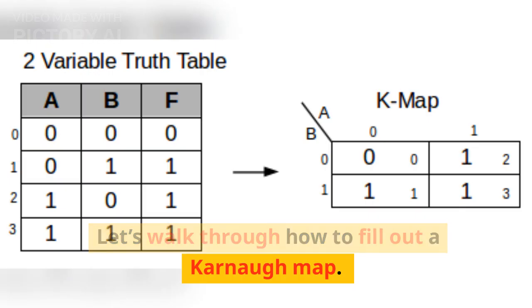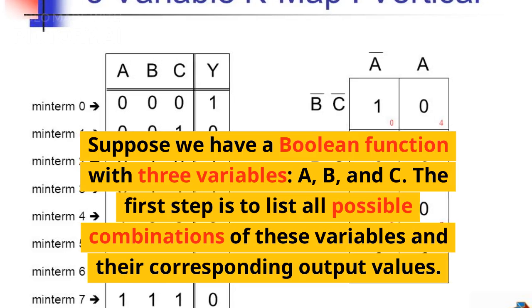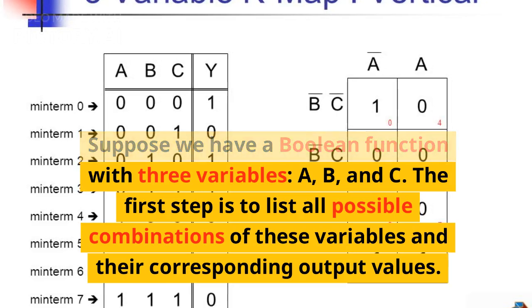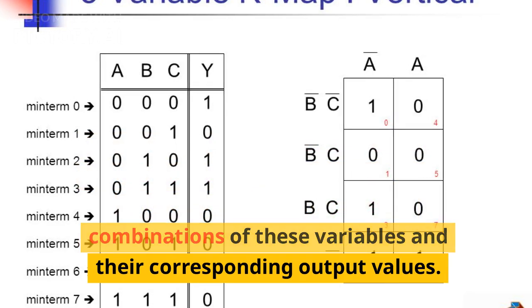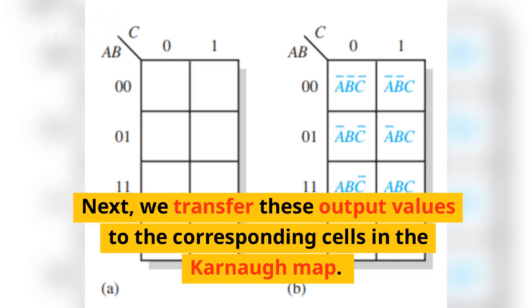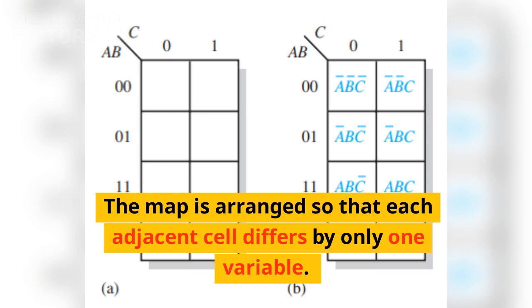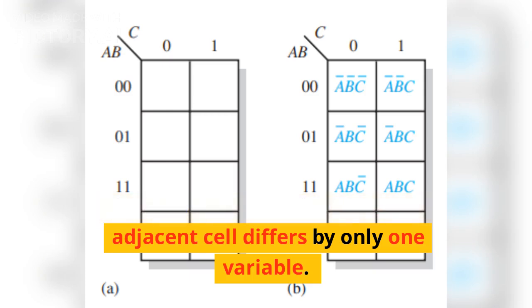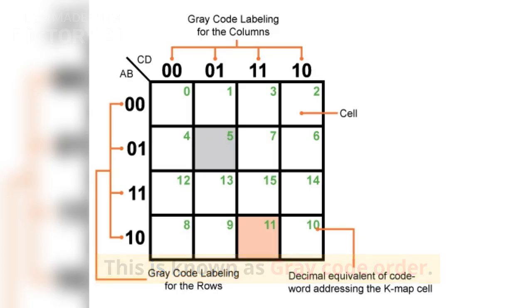Let's walk through how to fill out a Karnaugh map. Suppose we have a Boolean function with three variables, a, b, and c. The first step is to list all possible combinations of these variables and their corresponding output values. Next, we transfer these output values to the corresponding cells in the Karnaugh map. The map is arranged so that each adjacent cell differs by only one variable. This is known as Gray code order.